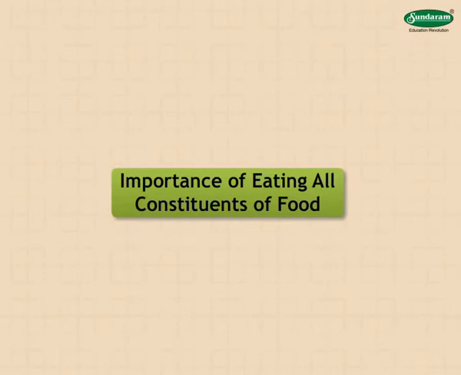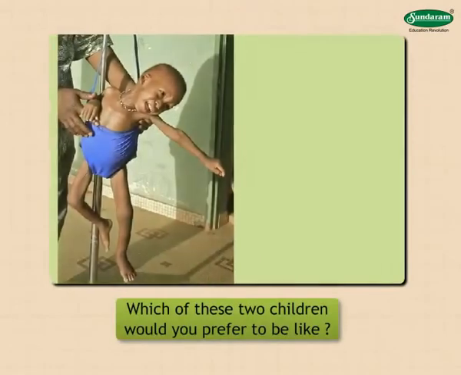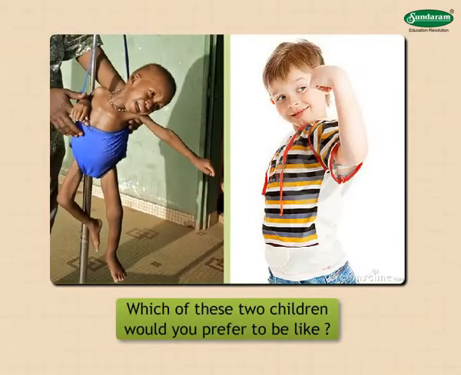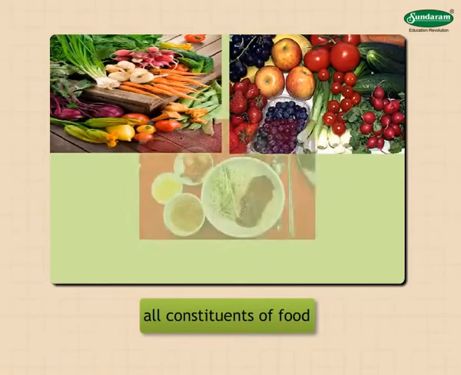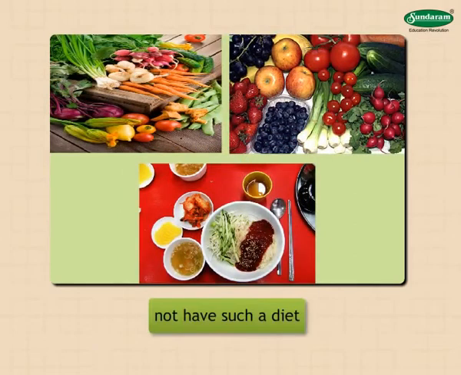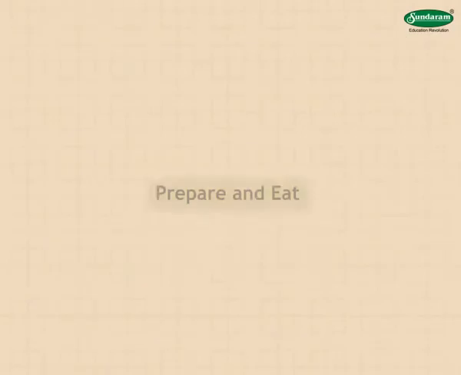Importance of eating all constituents of food. Which of these two children would you prefer to be like? Our body becomes healthy and strong if we have a diet which contains all constituents of food. If we do not have such a diet, our body is not properly nourished and we can get different diseases.